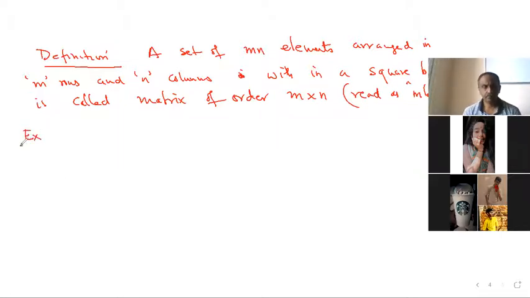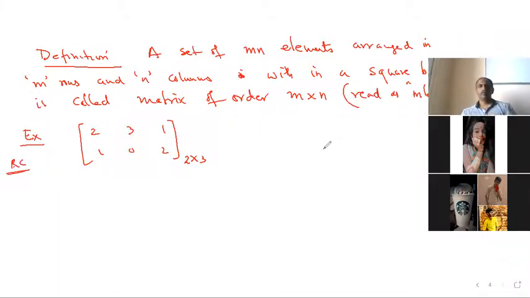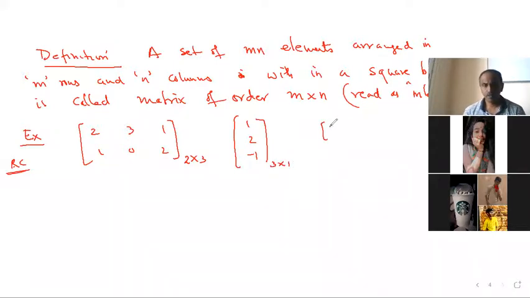Example: 2, 3, 1, 1, 0, 2. This is a matrix of order what? How many rows are there? Two by three. Row first, column second. Okay. Write another one: 1, 2, -1. Three rows and one column. 1, 0, 1. One row and two columns. I hope you understood.